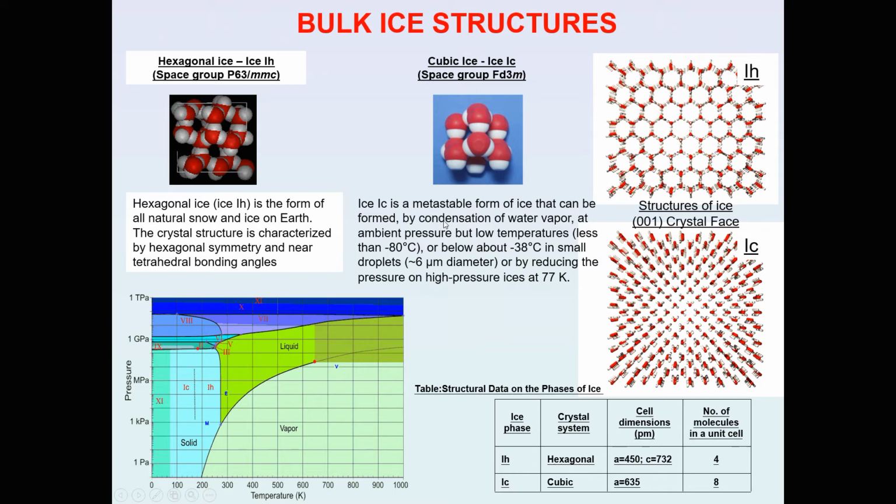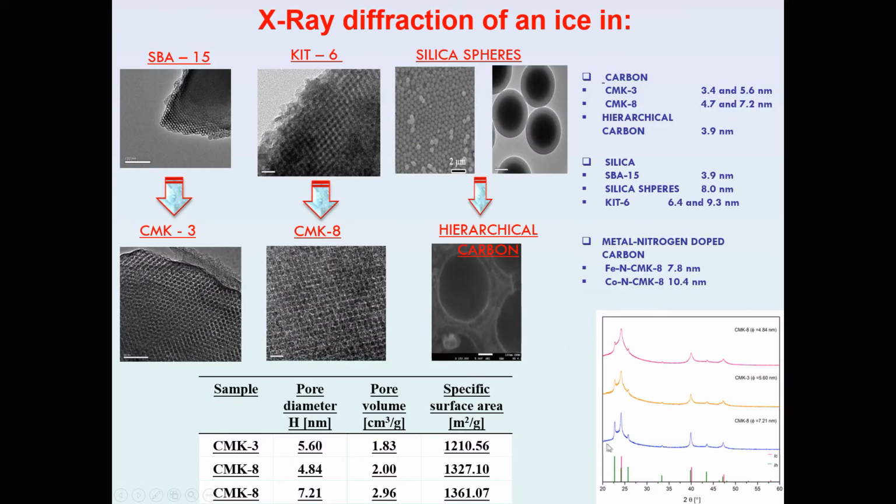Cubic ice is a metastable form of ice that can be formed by condensation of water vapor at ambient pressure or by reducing the pressure on high pressure ice at 77 K. As we can see, cubic ice is much more packed than hexagonal ice. We performed X-ray diffraction experiments for water inside different porous matrices like SBA15, K86 silica spheres.